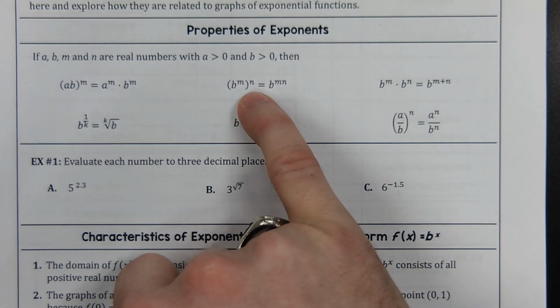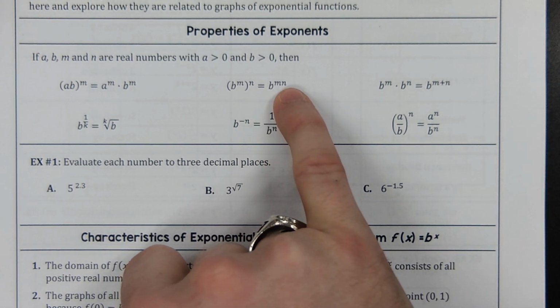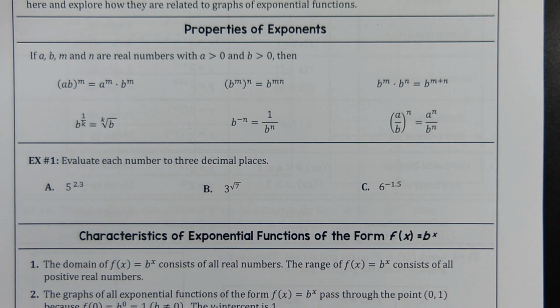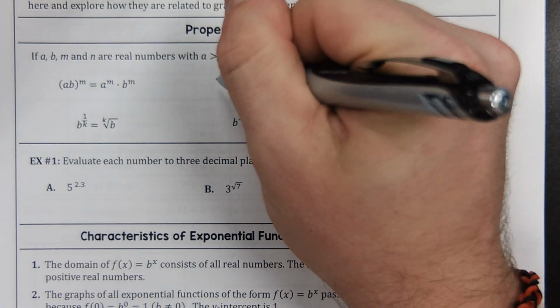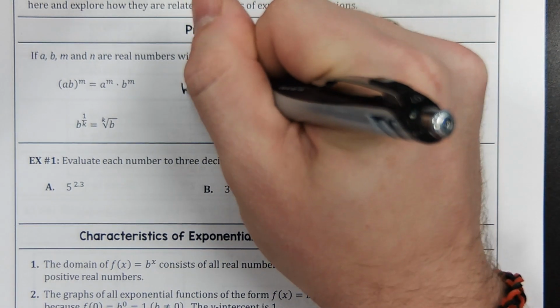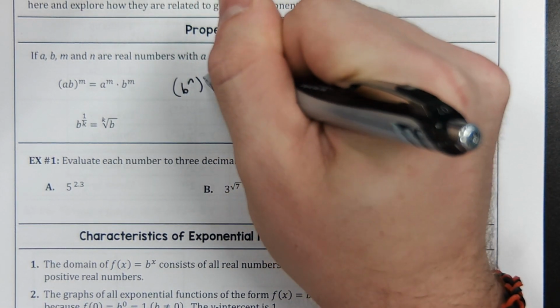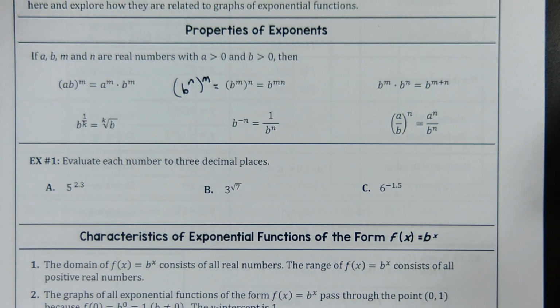This one says a power to a power. When you have a power raised to a power, your job is to multiply those exponents. But since the order of multiplication doesn't matter, I could also write it like this. I could switch the exponents. And that's very useful when manipulating exponential functions.